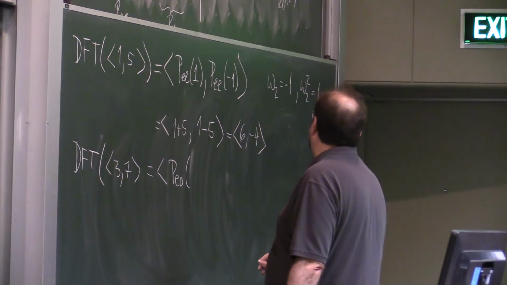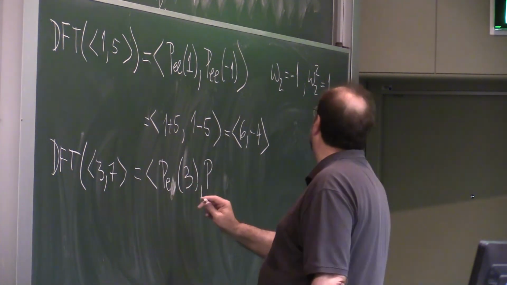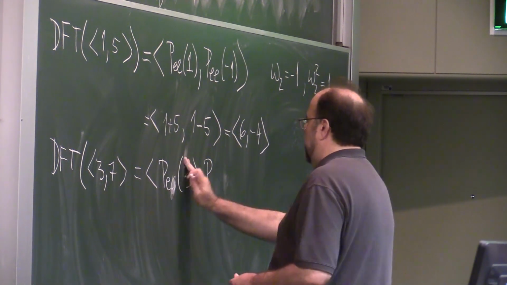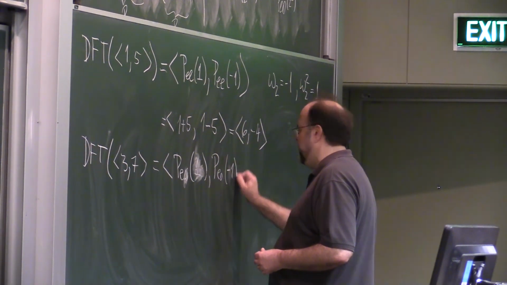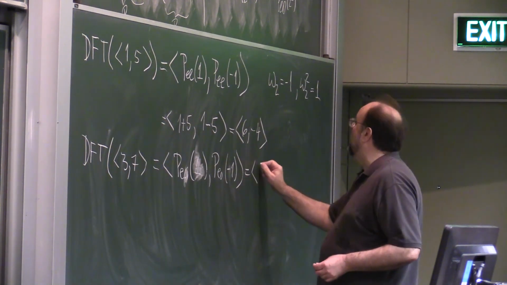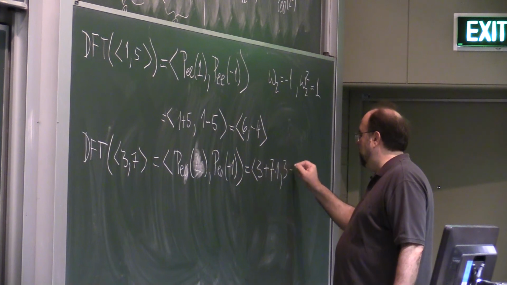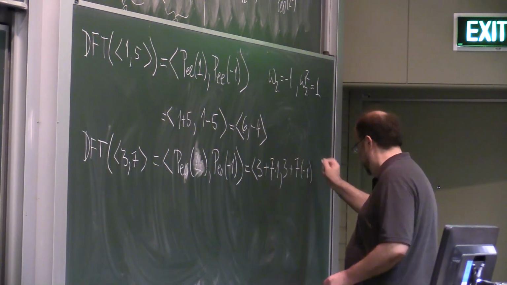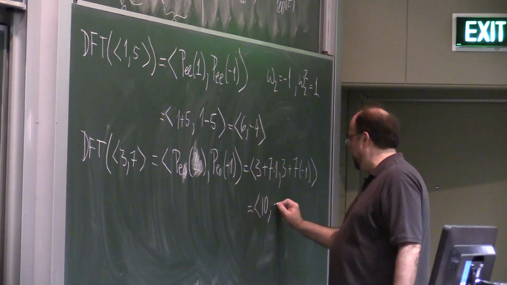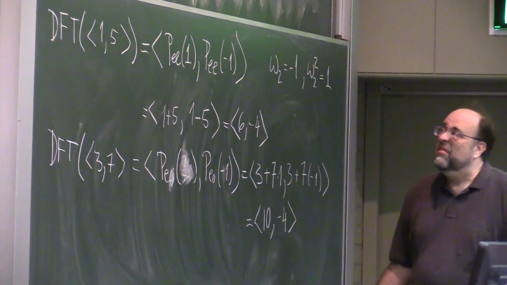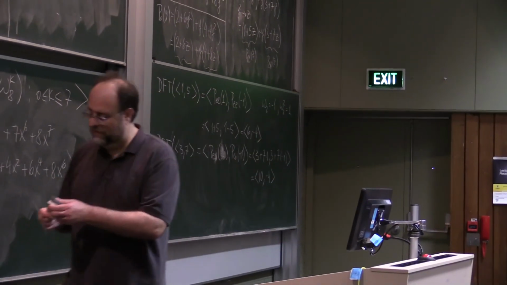P even of 1, P even of minus 1, which is equal to 3 plus 7 times 1, 3 plus 7 times minus 1, which is just the sequence 10, and here is minus 4. Right? Okay, so now let's move on.